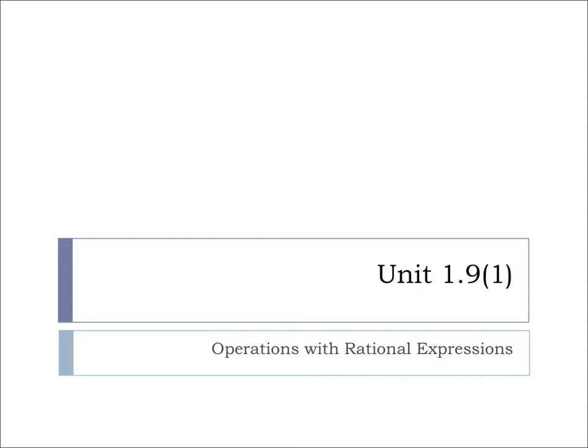Alright, so our topic of discussion today is going to be Unit 1.9, Part 1, and this is operations with rational expressions. So we are working with rational expressions, looking at how we can simplify them, but we're going to take it one more step, and we're actually going to operate with these things. We're going to start with addition, subtraction, and then move on to multiplication and division.